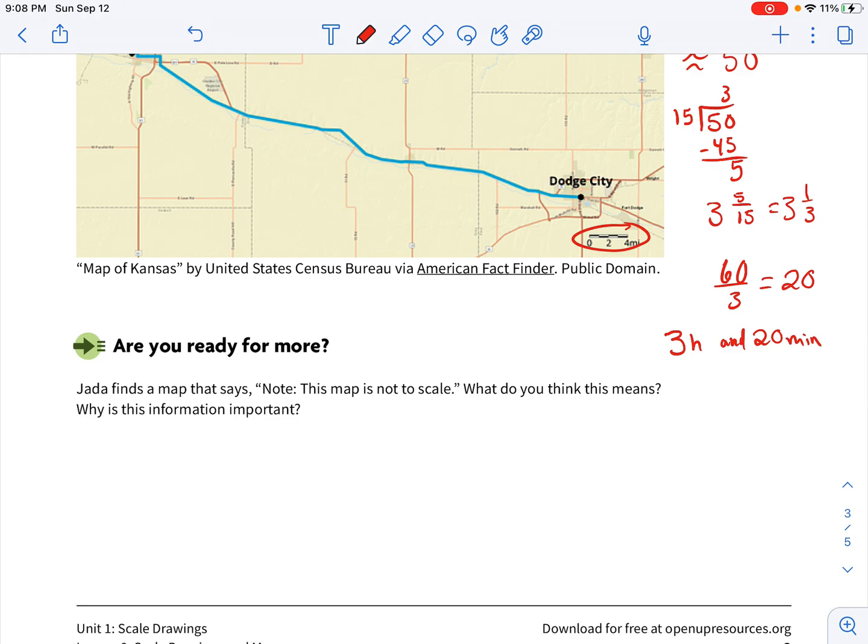All right, so it just says right here, are you ready for more? Jade finds a map that says, no, this map is not to scale. What do you think this means? Why is this information important? Well, if a map's not to scale, we know that even if we measure it, it's not an accurate distance for us to use. So no matter what our speed is, we can't really find out the actual time it takes to get there. And we can't use it to say, okay, we take a right turn in so many feet or whatever, because it's not to scale. It's just less accurate and it doesn't give you the information like a scale drawn map does.